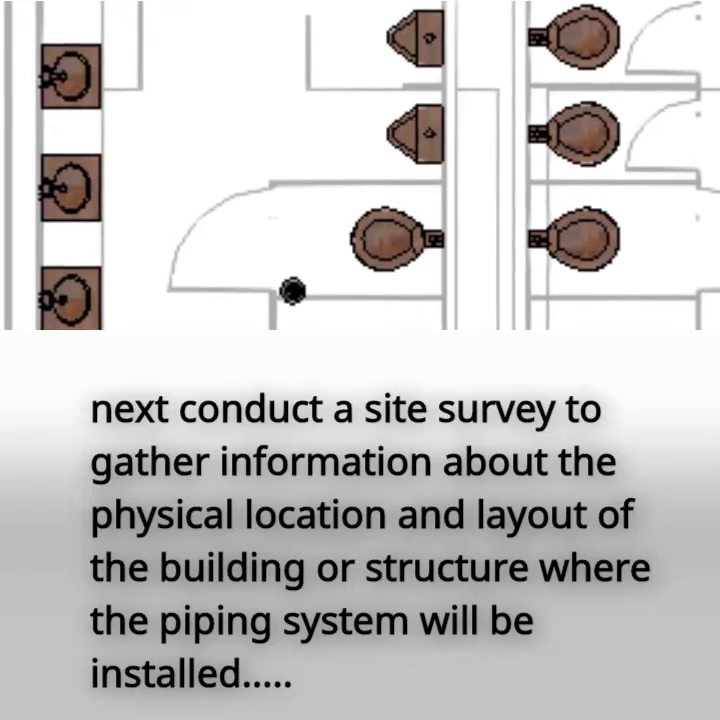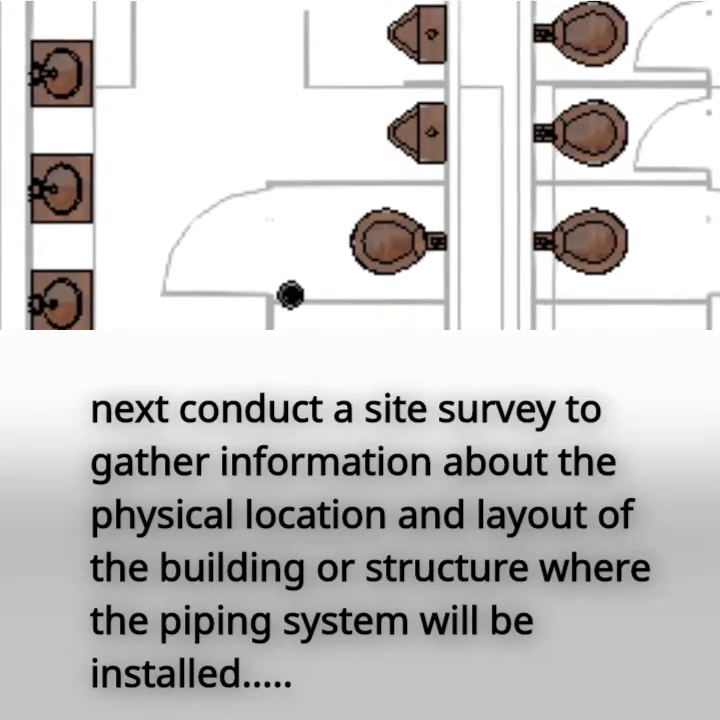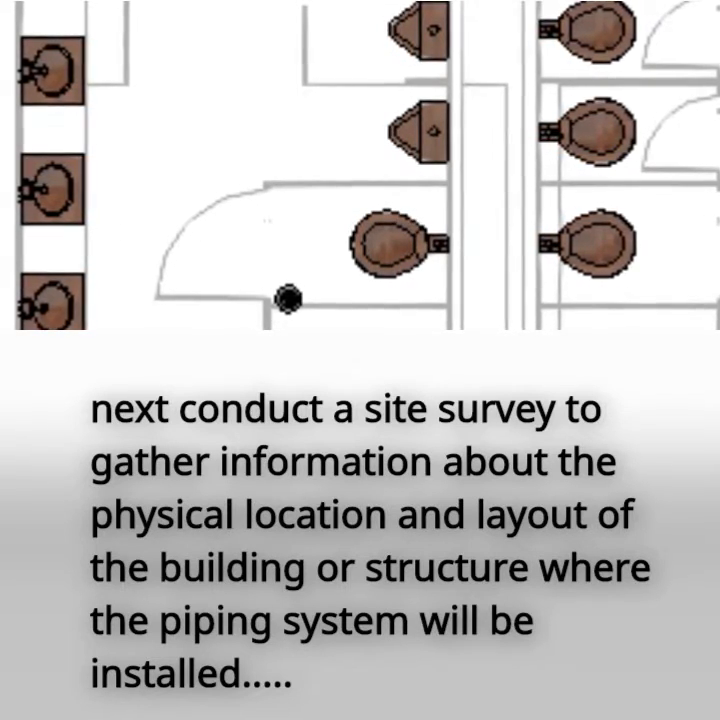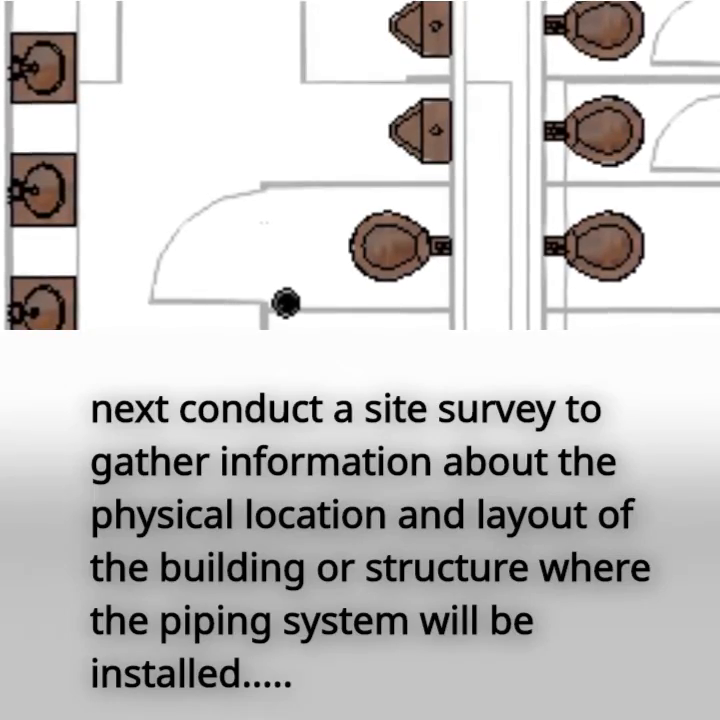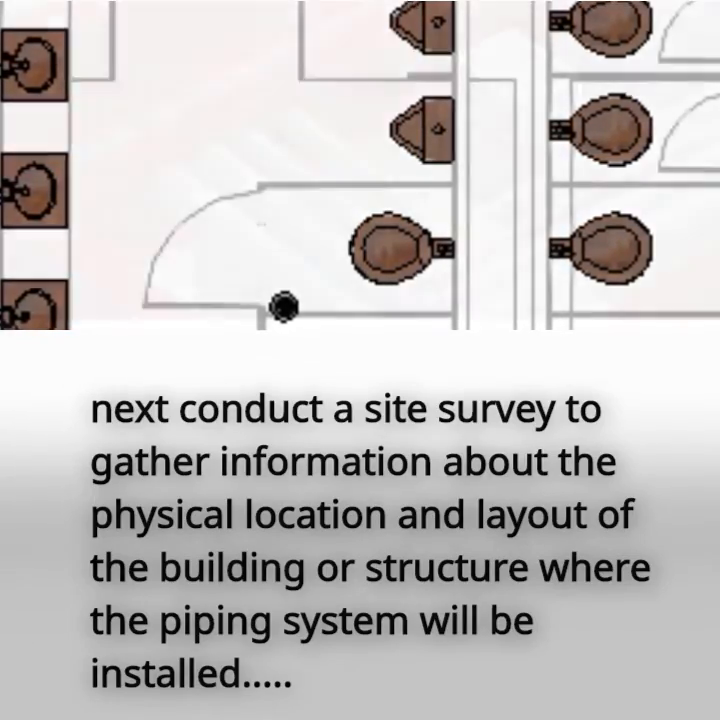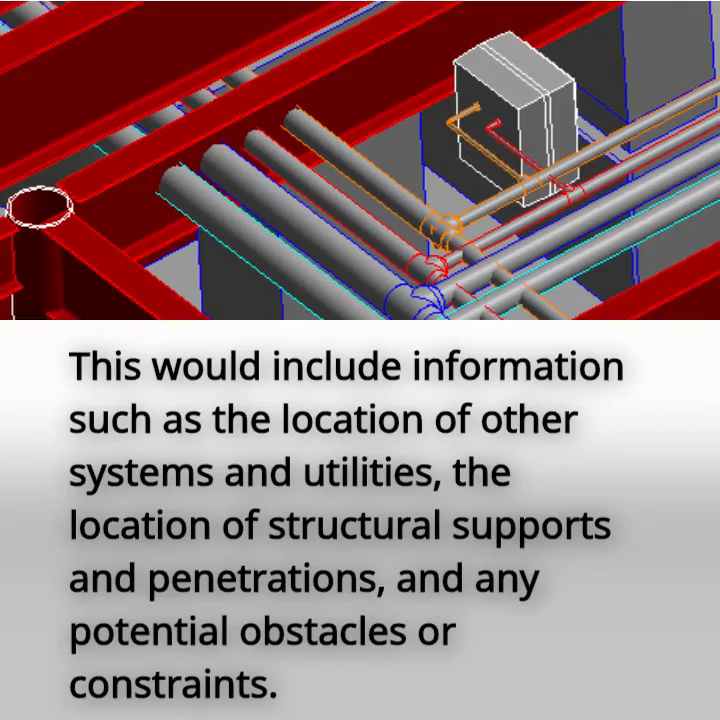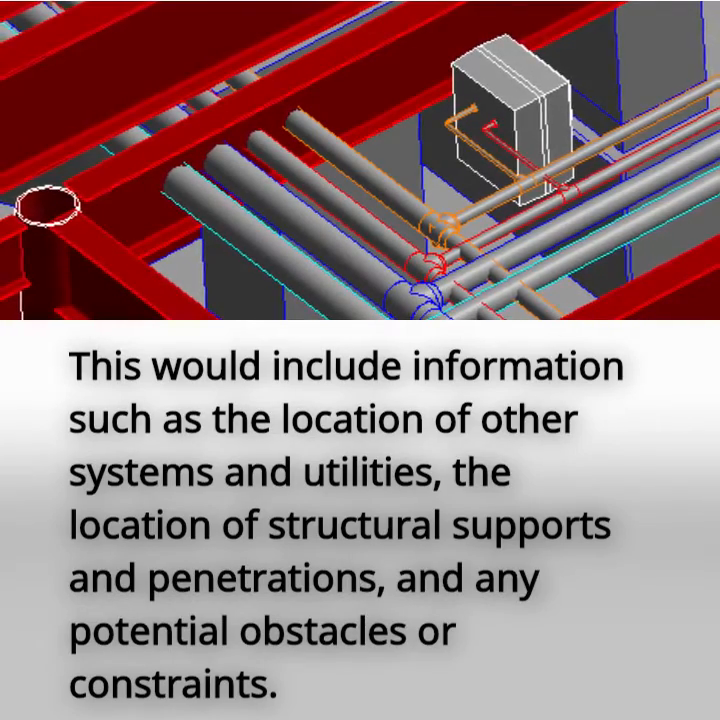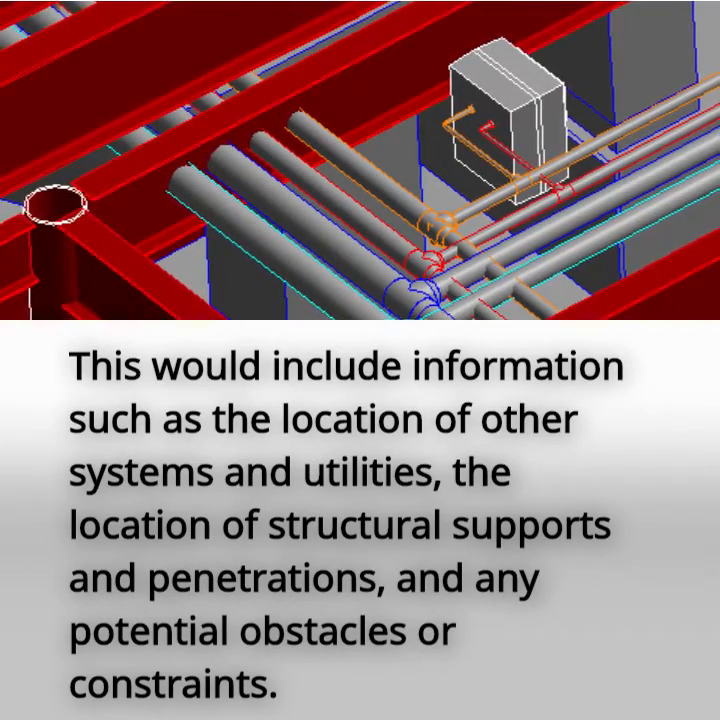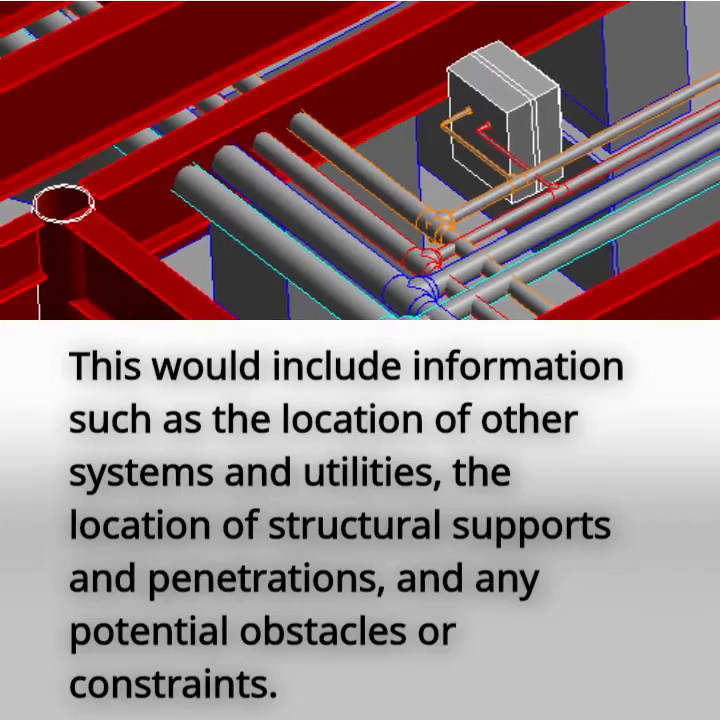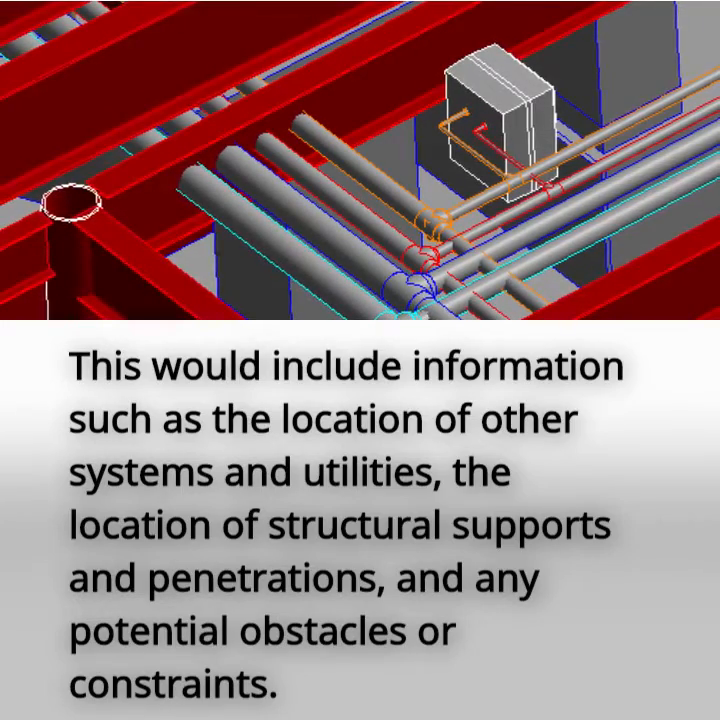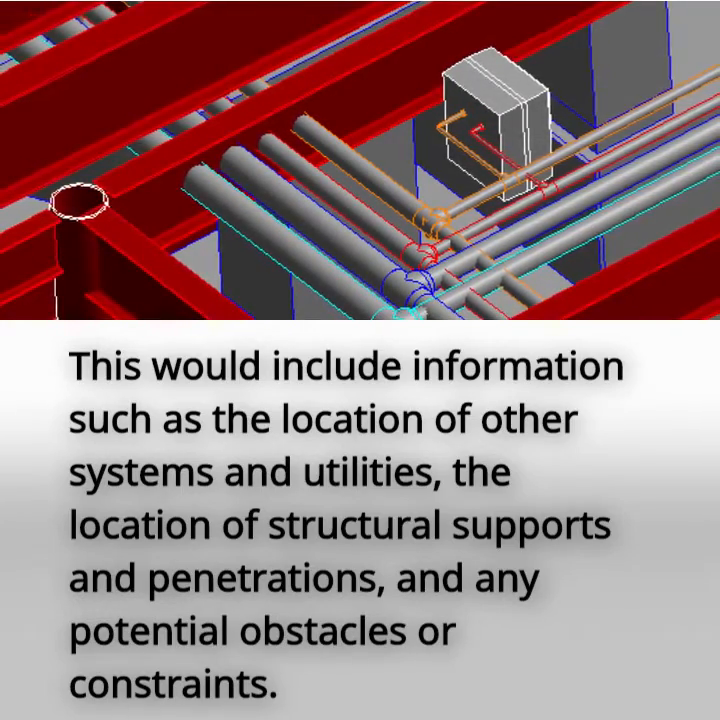Next, conduct a site survey to gather information about the physical location and layout of the building or structure where the piping system will be installed. This would include information such as the location of other systems and utilities, the location of structural supports and penetrations, and any potential obstacles or constraints.